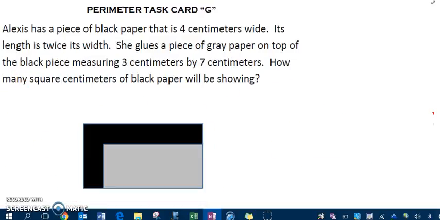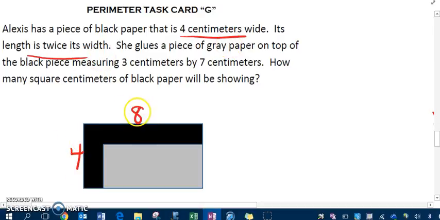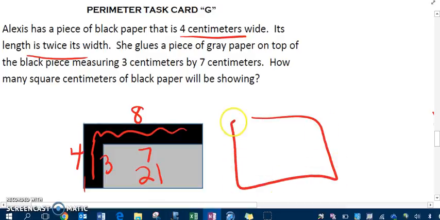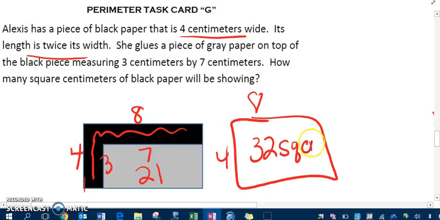Okay, I'm probably going to run out of time on the last problem, but the black paper is 4 centimeters wide. The length is twice as long, so 4 times 2 is 8. The gray paper is 3 by 7. We want to know how much is this space that's showing. Well, this is 21, and the page underneath, if I had a full size of the black, is 4 times 8, which is 32 square feet, centimeters.